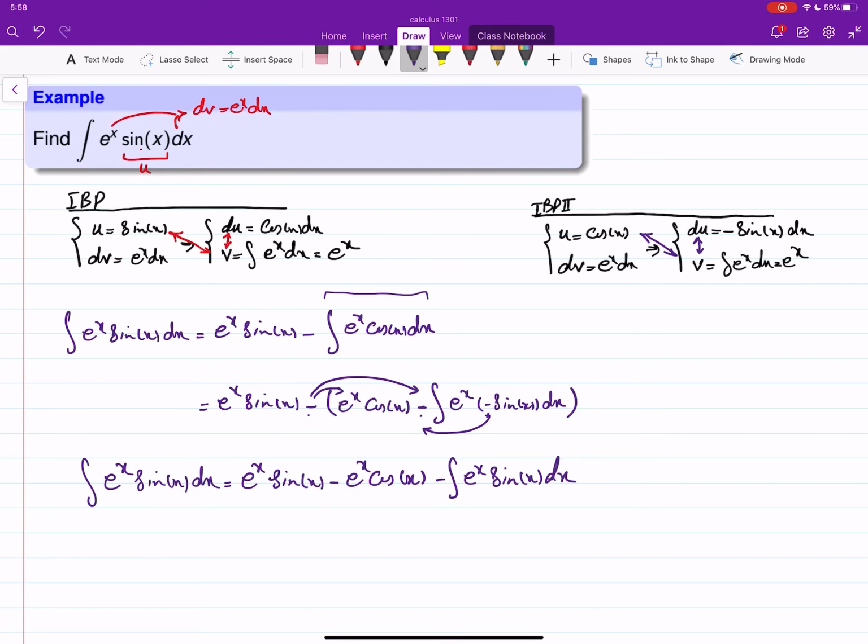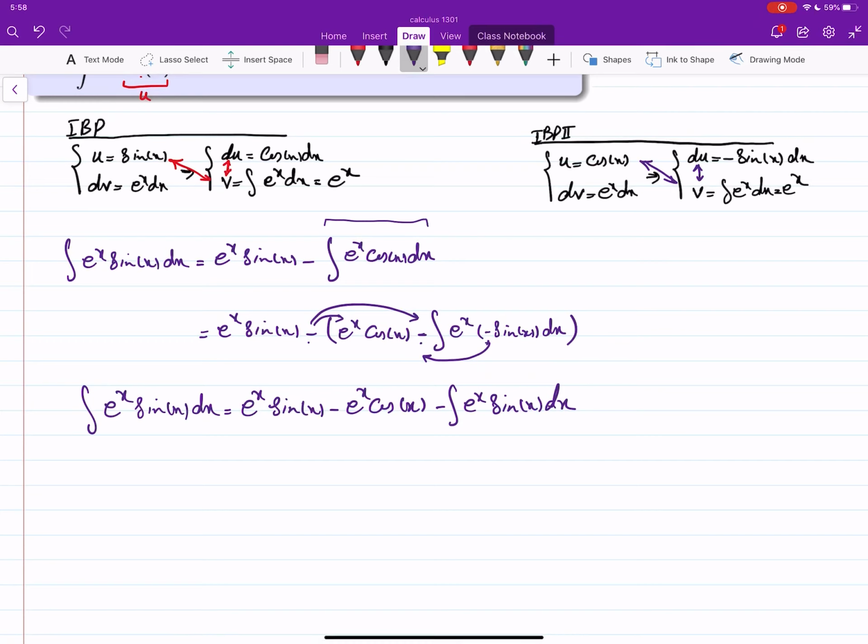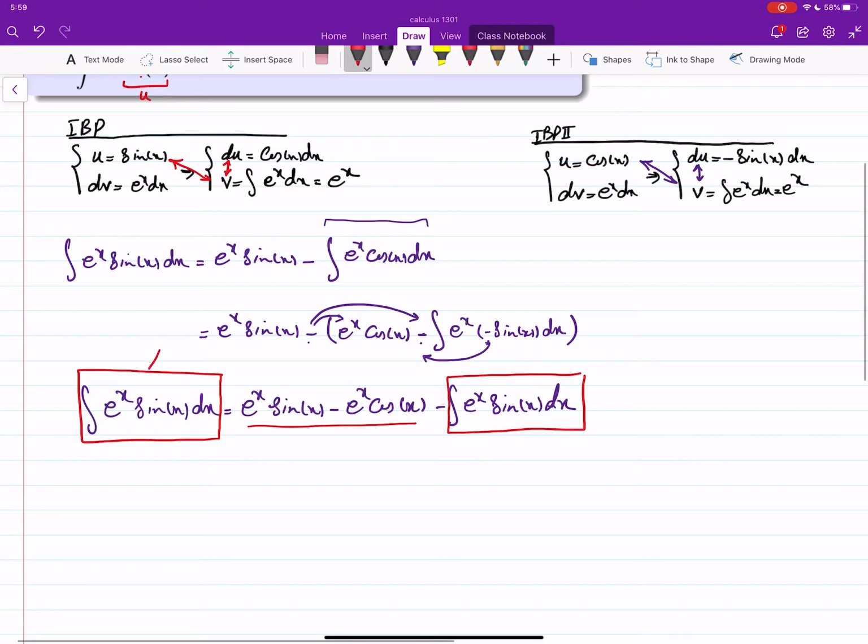Now, look closely at what we have here. We are looking for this integral, and we found that it is equal to a function minus that integral itself. Now, it's like I have an equation for an unknown. That unknown is the integral of e to the power x sine x, say y, and it is equal to some function here.